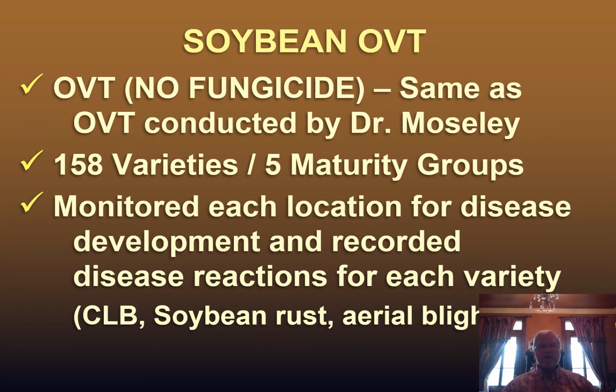Last year we had 158 varieties in 5 different maturity groupings. I monitored each location for disease development and recorded disease reactions for each variety, actually each plot, several times during the growing season. The diseases that I saw develop at each location, at Dean Lee and in Baton Rouge at the Ben-Hur Research Station, included Cercospora leaf blight, soybean rust, aerial blight, and also some target spot.